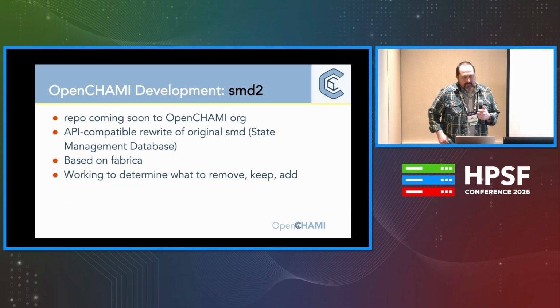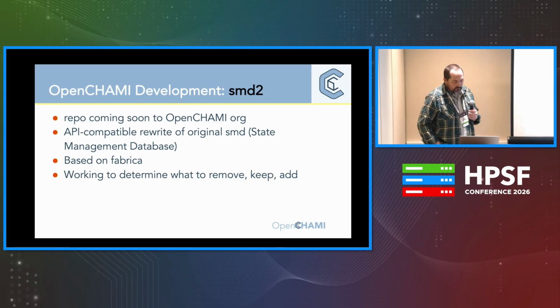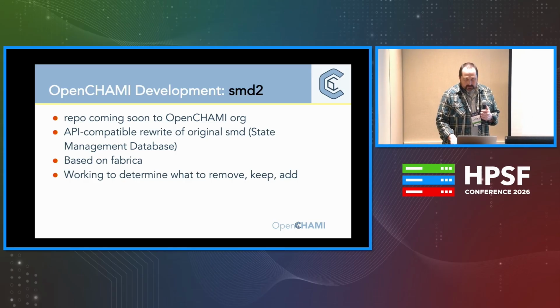SMD was mentioned before, and there was some discussion about XNames. One thing that is pertinent there is a rewrite of SMD, which we've imaginatively called SMD2. It's based on Fabrica. It preserves the compatible API with the original SMD, and it's not yet in the OpenCHAMI org. We're working on a prototype first, and there will be an RFD to follow, where we can, as a community, decide what to remove, keep, or add to it.